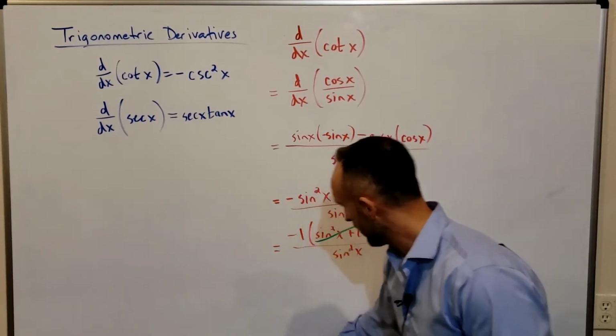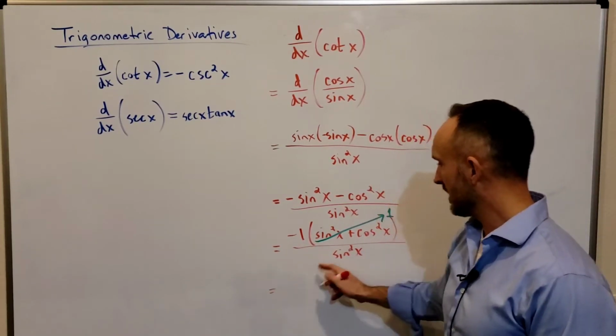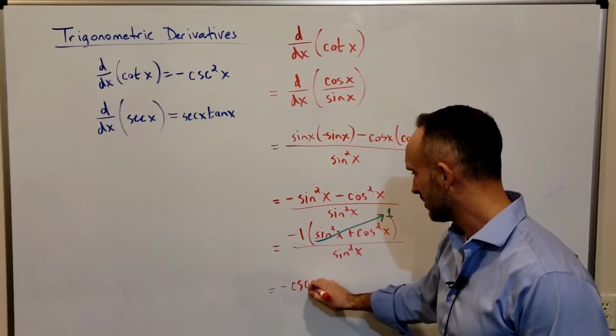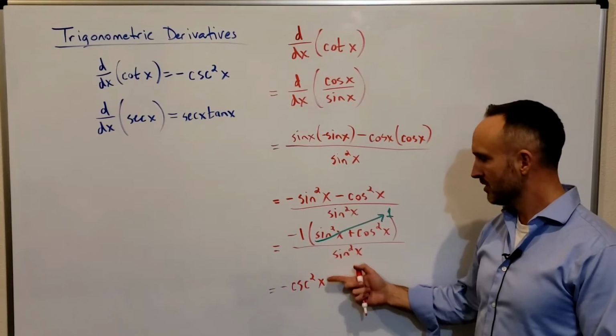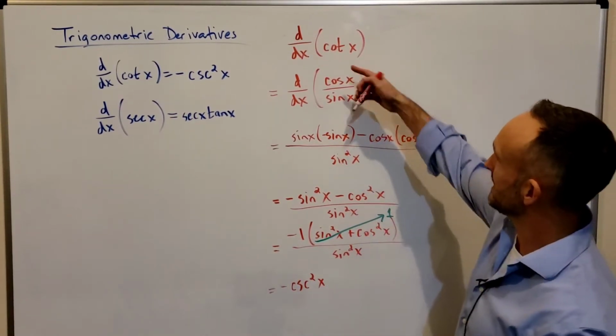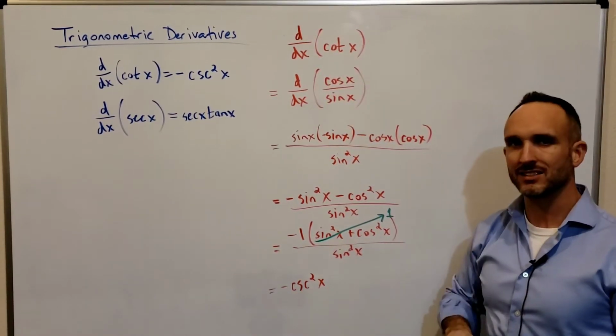So we end up with negative 1 over sine squared x. Well, that's precisely what negative cosecant squared x is. Remember, cosecant is 1 over sine. So 1 over sine squared is cosecant squared, and we've got the negative. So we can see that the derivative of cotangent is negative cosecant squared.